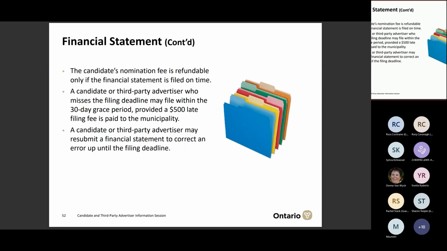Financial statements, Part 4. The nomination fee is only refundable if the financial statement is filed on time. A candidate or third-party advertiser who misses the filing deadline may file within the 30-day grace period, provided a $500 late filing fee is paid to the municipality. Please note a candidate who chooses to file within the 30-day grace period will be subject to both the $500 late filing fee as well as the loss of their nomination refund. A candidate or third-party advertiser may resubmit a financial statement to correct an error up until the filing deadline.